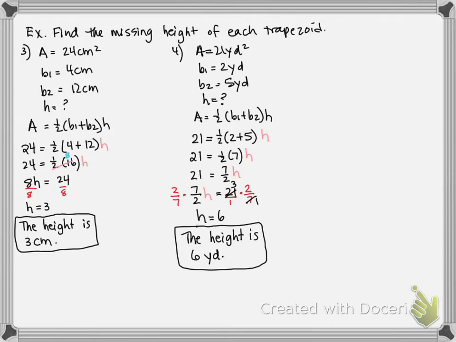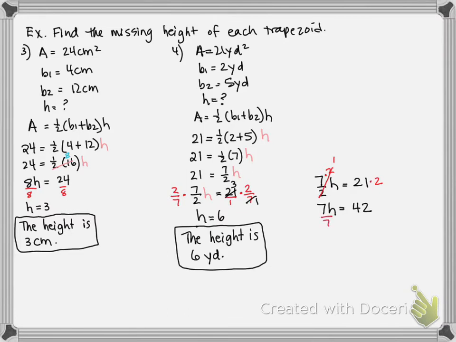Okay, so let me show you an alternative to solving this problem. So let's say that kind of scares you, to multiply by the reciprocal. So first thing we're going to do is get rid of that denominator first. So up high, I'm going to multiply by 2. 2 over 2 is 1. And that's going to give me 7 times h equals 42. Then divide both sides by 7.